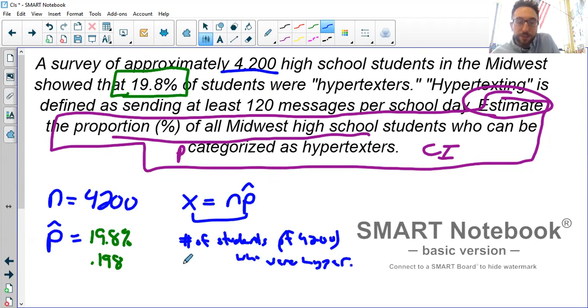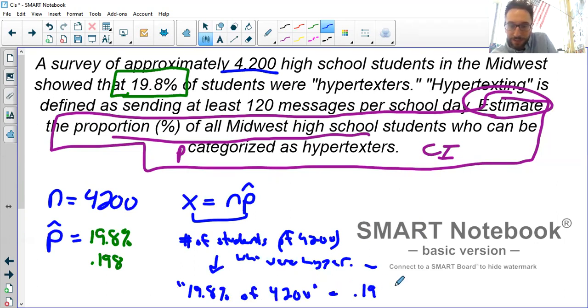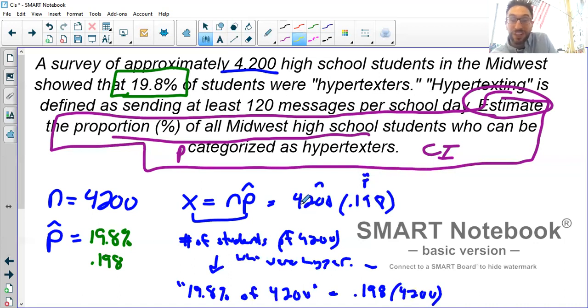So I don't need a formula. I could use one, but I know that 19.8% of the 4,200 were hypertexters. So to find the number of students who are hypertexters, I'm just trying to figure out what's 19.8% of 4,200, which hopefully we all know is 0.198 times 4,200. If we don't, we can rely on this formula. I'm going to write it backwards here, n times p hat, but whatever, same thing. So x is just the actual number of successes, in this case hypertexters in the sample. All we're doing is finding 19.8% of 4,200.